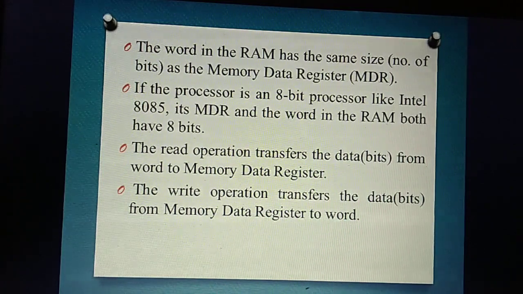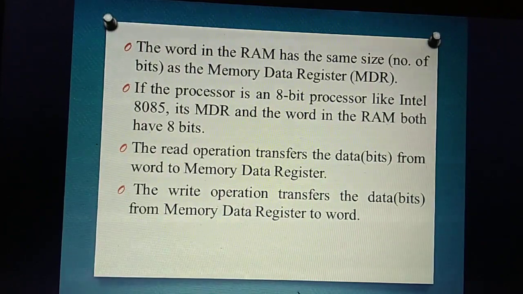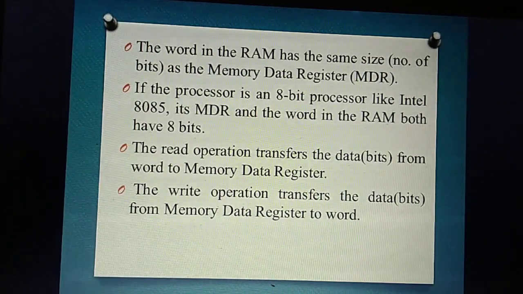Understand? There are two kinds of operations. What are they? Read operation and write operation. So for this one, I am giving an example. You are all familiar with rewritable CDs. So what's the difference between normal CDs and rewritable CDs?